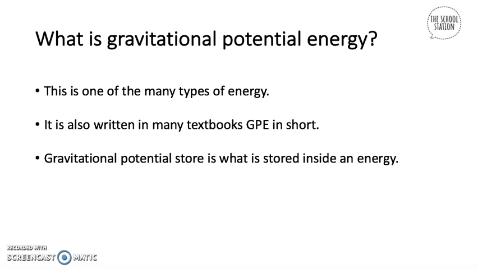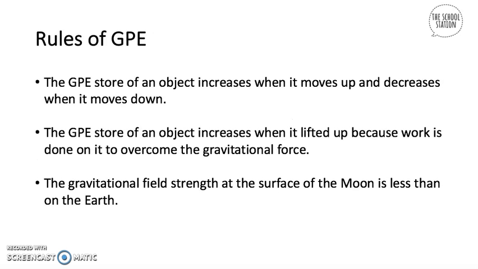So now we're going to be talking about some rules of GPE. The GPE store of an object increases when it moves up and decreases when it moves down. For example, if I have a notebook and I'm lifting it up, I'm increasing the GPE store of the object. And when I'm taking the book back down to the table, I'm decreasing the GPE store.